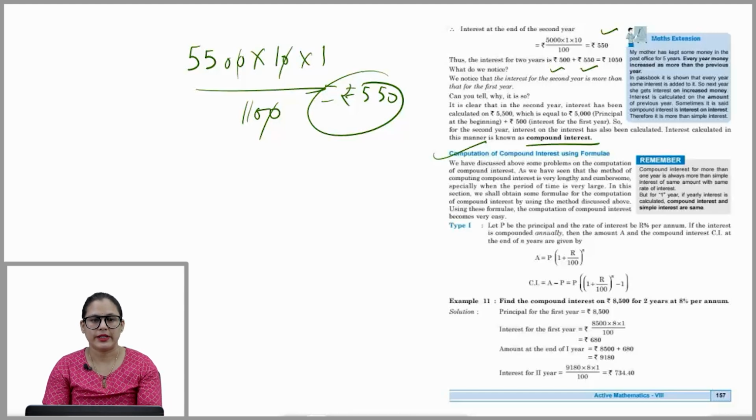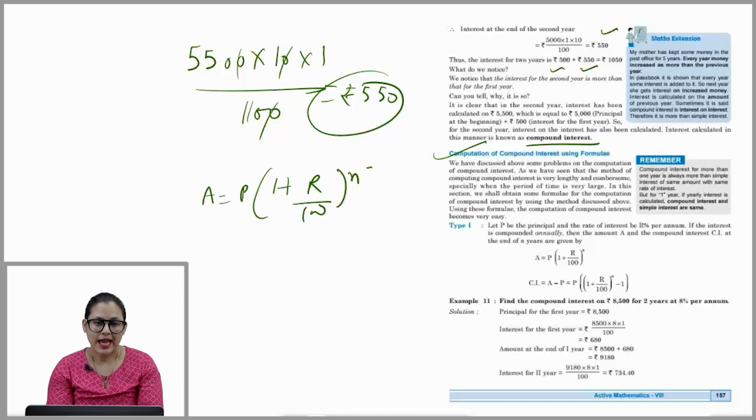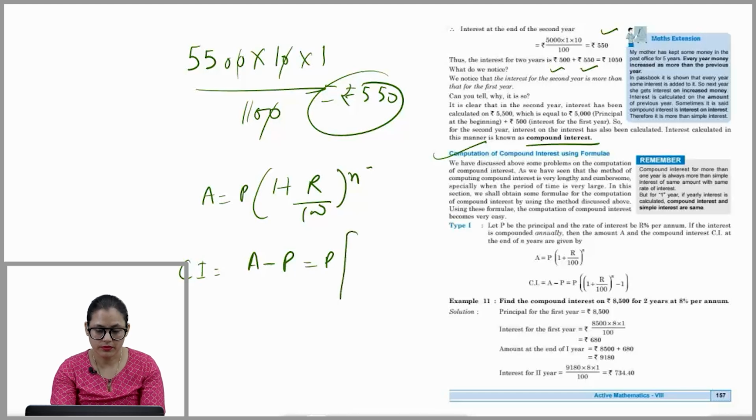Okay. So type 1, let P be the principal and the rate of interest be R% per annum. If the interest is compounded annually, then the amount and the compound interest at the end of n years are given by this formula. Amount is equal to principal times (1 plus R upon 100) to the power n. Here n is number of years, okay. And CI, that is compound interest, is amount minus principal, okay. Or directly you can use this formula: P times ((1 plus R upon 100) to the power n minus 1), okay.